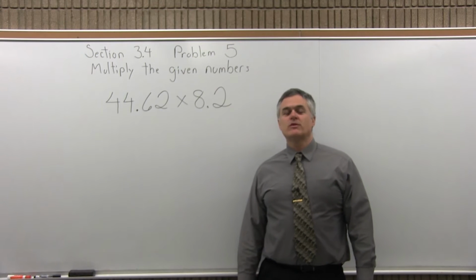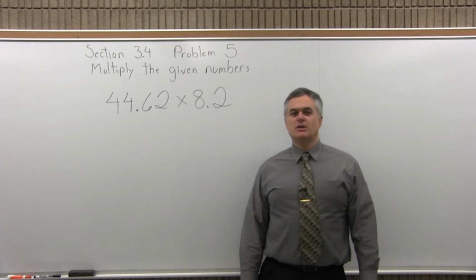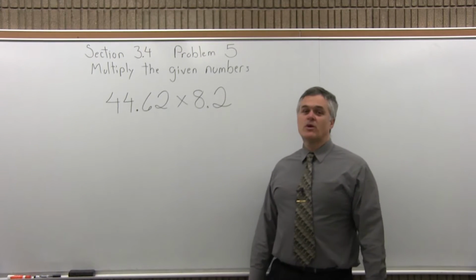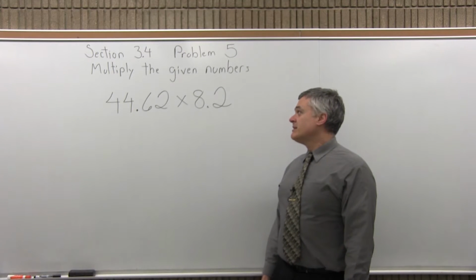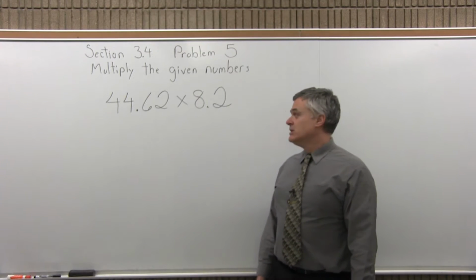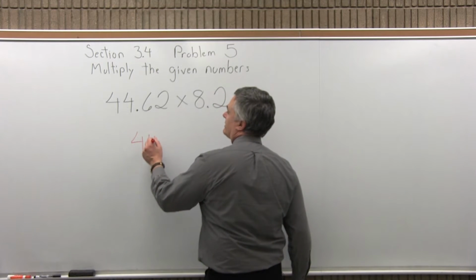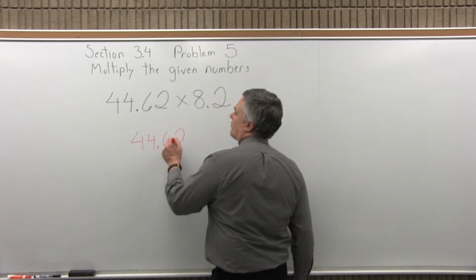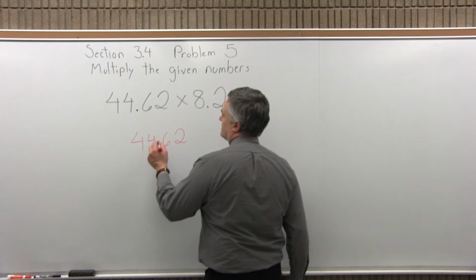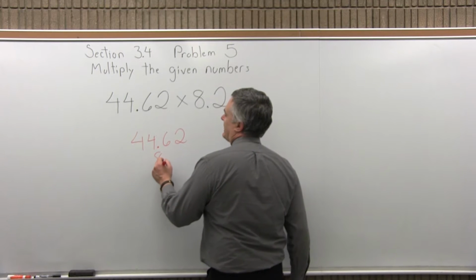This is Section 3.4, Problem 5. It says multiply the given numbers, and we have 44.62 times 8.2. So to do this by hand, what I want to do is first start off by multiplying this in a vertical format. So I'll write 44.62, and underneath I'll write 8.2.